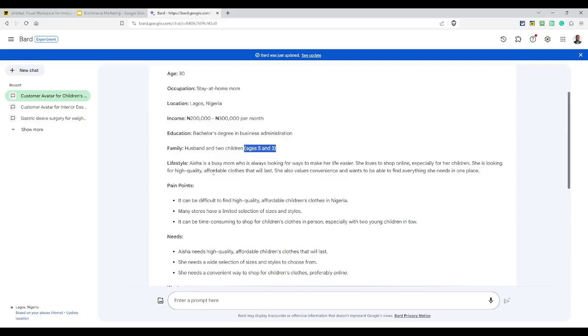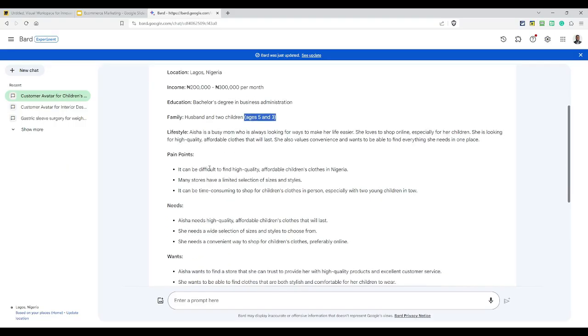She's a busy mom, and she's always looking for ways to make her life easier. She loves to shop, especially for her children. She's looking for high quality, affordable clothes that will last. She also values convenience and wants to be able to find everything she needs in one place, because you will notice that all of these are things that having an e-commerce business helps with. High quality, affordable clothes, and convenience, because you can shop from the comfort of your home. So what are our pain points? The first one is finding high quality, affordable clothes.